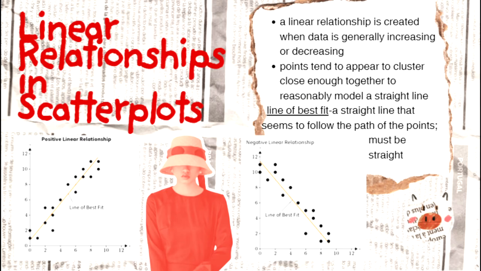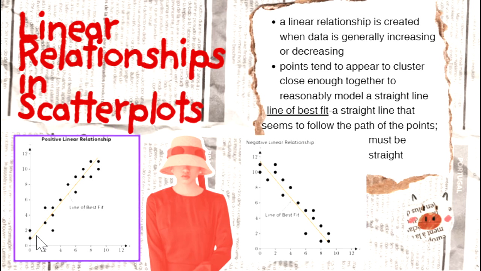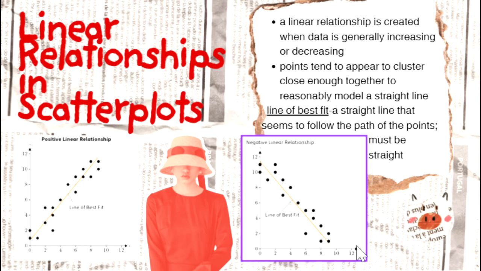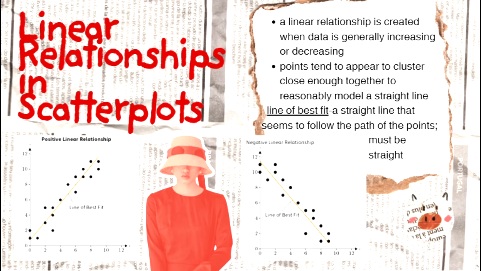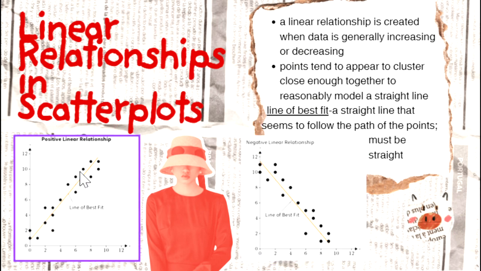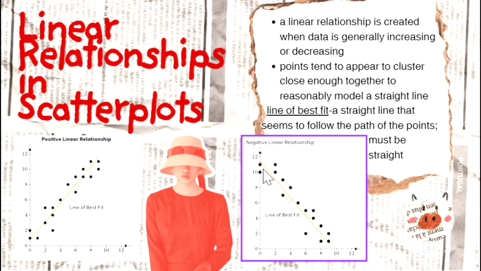A linear relationship is created when data is generally increasing or decreasing. This is increasing, this is decreasing, okay? Points tend to appear to cluster close enough together to reasonably model a straight line. So this is kind of like looking at a cloud and deciding that it's a frog or a person or a ship or whatever, okay? This is a cloud, and if I drew a line through the cloud, then this is a positive increasing linear relationship. And in this cloud, this is a negative decreasing linear relationship.